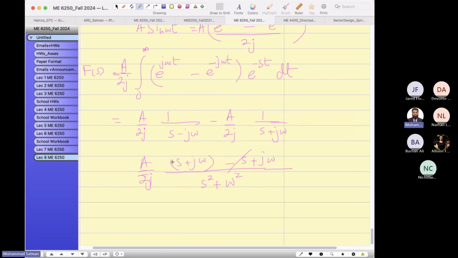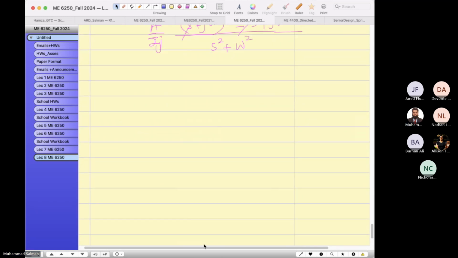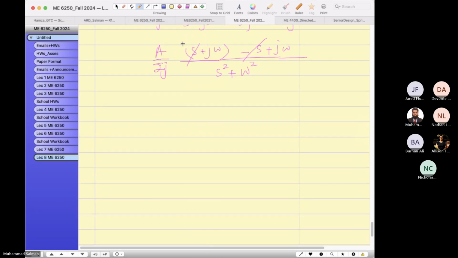correct? So s is cancelled by this s, so you are left with 2j omega. So 2j is cancelled by this, you see. So I can write down here a omega over s square plus omega square. So the Laplace transform of a sine omega t can be written as this form.